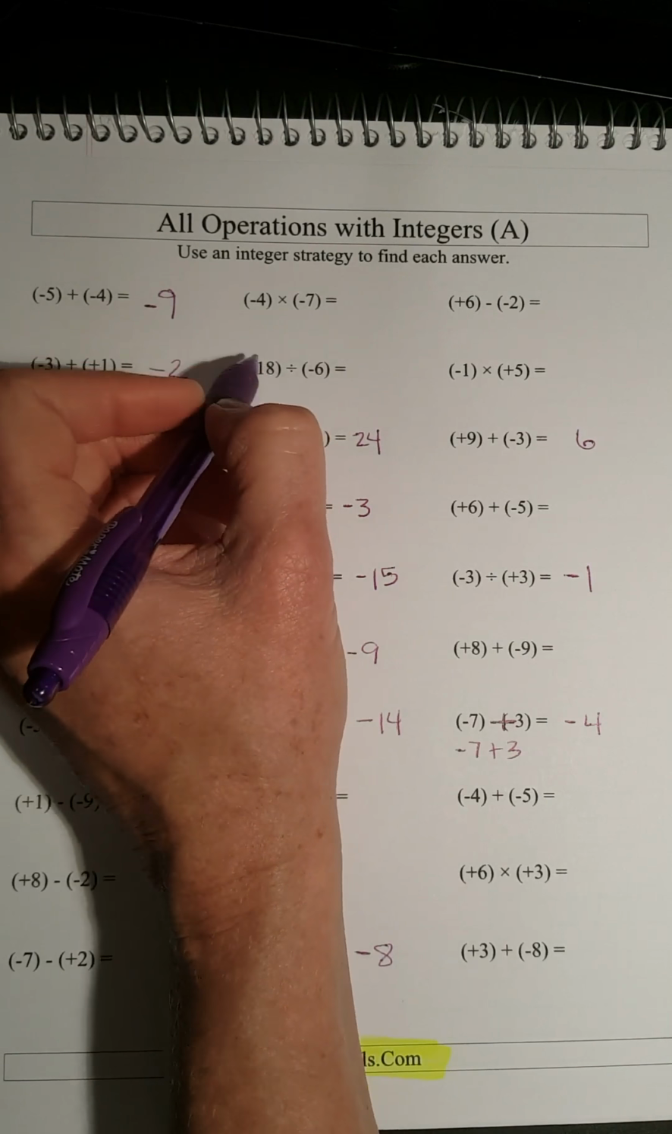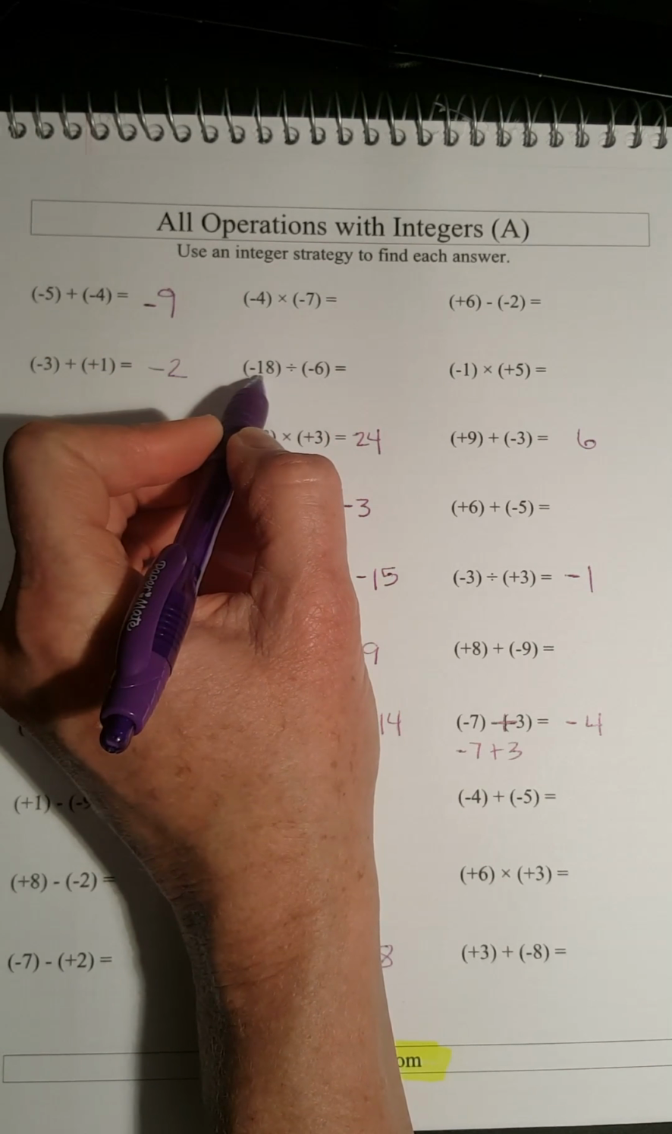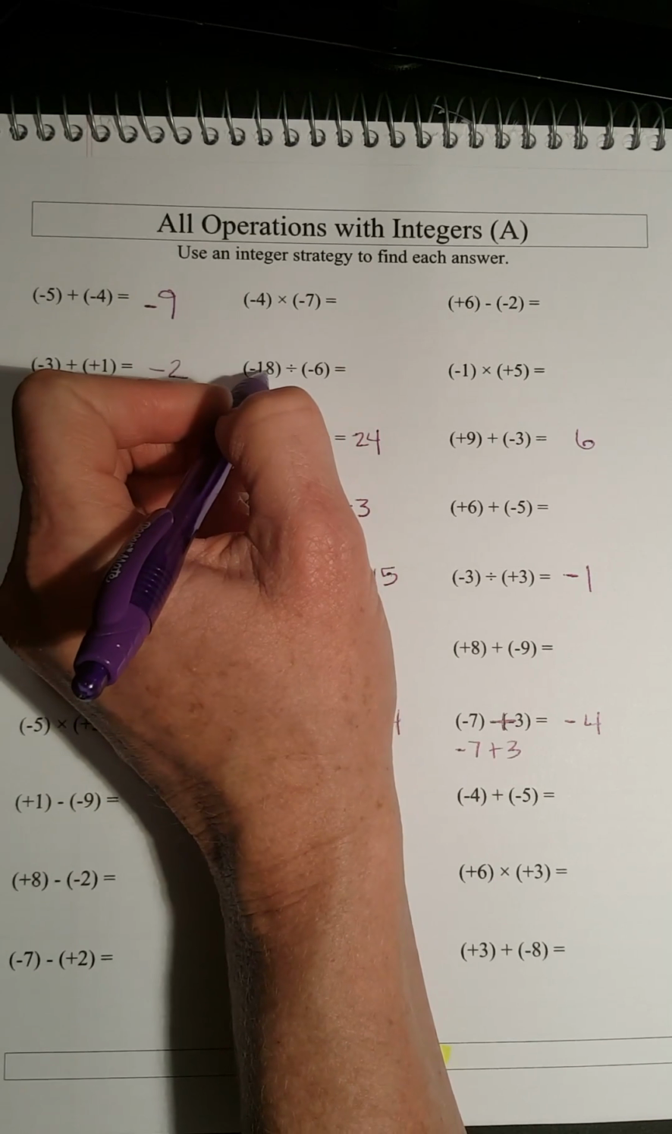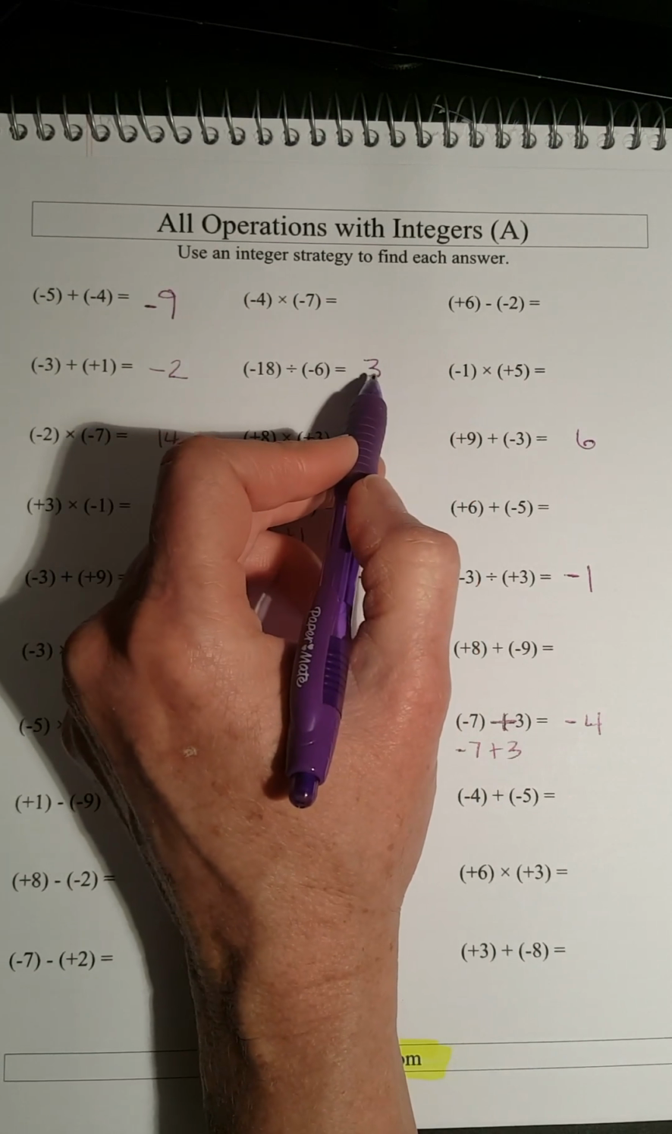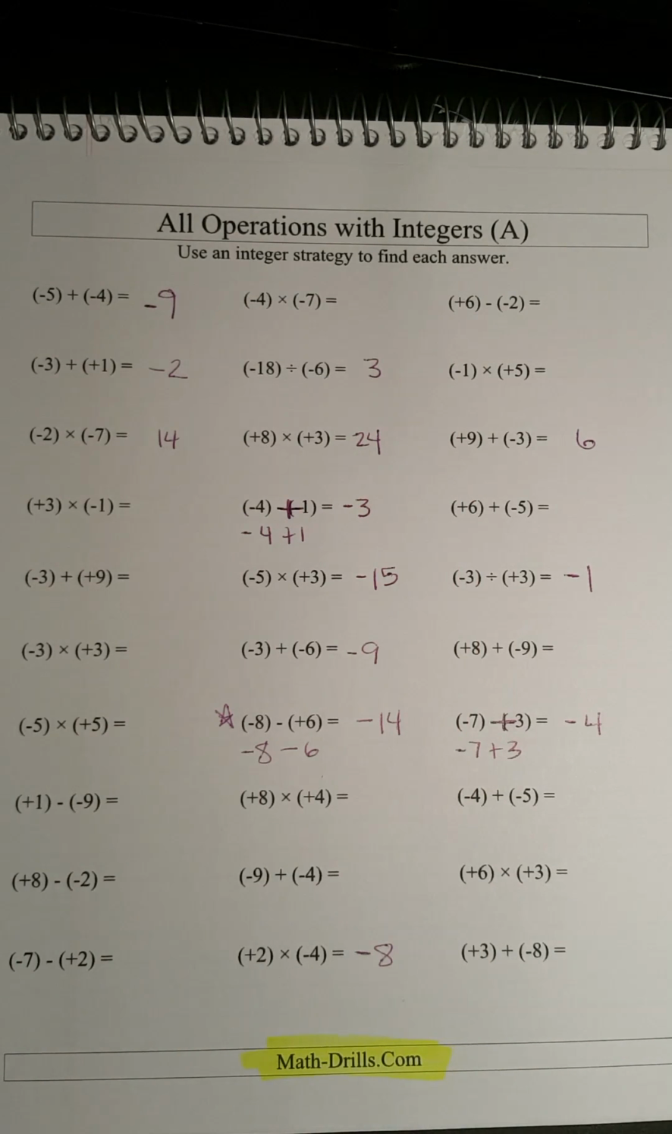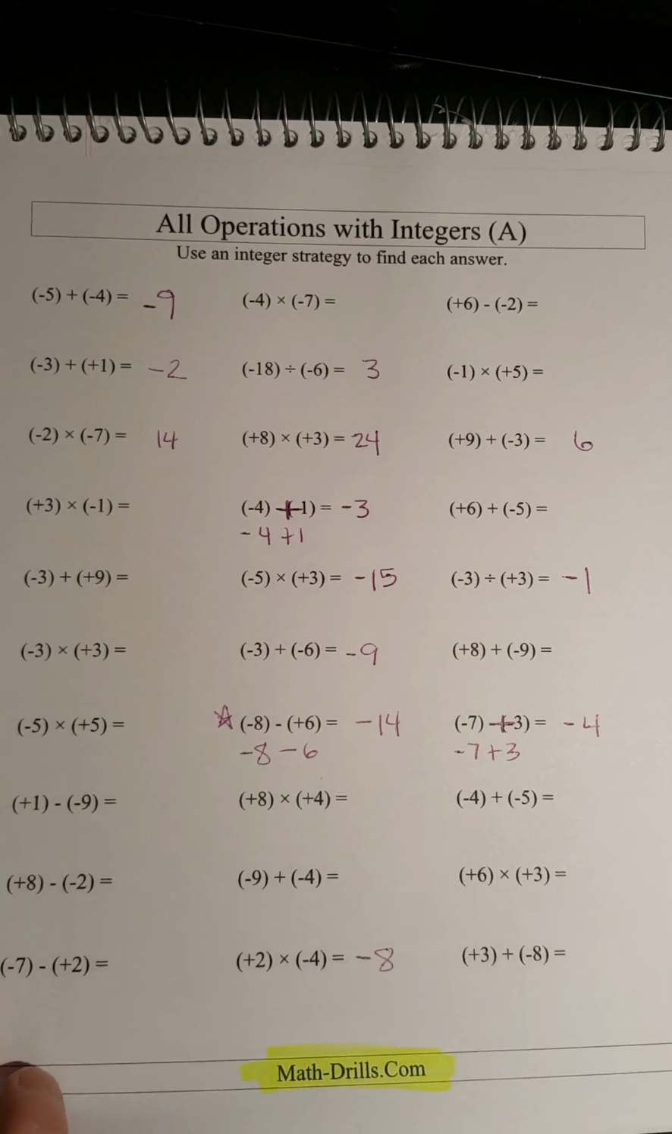Okay, here's a division problem. Same signs, positive answer. So 18 divided by 6 is 3. And since they're the same signs, it's a positive 3. I think those are the only division ones on this sheet. Okay, all right, I think that's good. All right, last sheet, we're just gonna do a few more problems on this last sheet here.